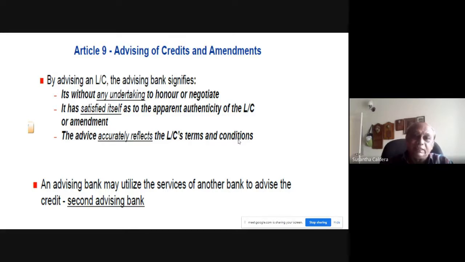It has satisfied itself as to the apparent authenticity of the LC or amendment. That's the most important thing they have to do. They have to be satisfied as to the apparent authenticity. What do you mean by apparent authenticity? Can somebody elaborate on apparent authenticity? How do you satisfy yourself as to the apparent authenticity of the LC? You are the advising bank.